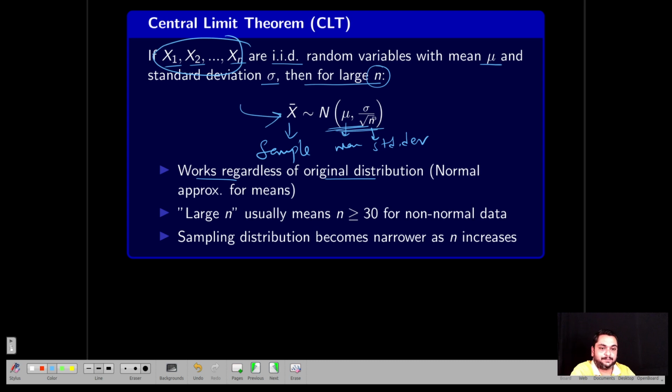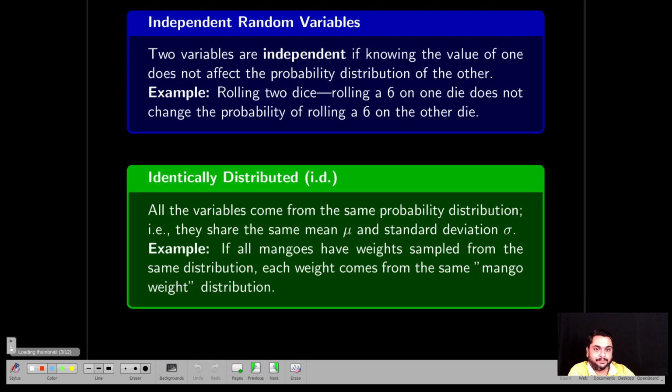That is what it means. Large n usually means n is greater than or equal to 30. Again, we'll come to this for non-normal data. If the data is non-normal, that doesn't follow normal distribution, and you get n greater than or equal to 30 sample points, then we can convert it, or map it, or reduce it to normal distribution. So let us try to understand one by one what these terminologies are.